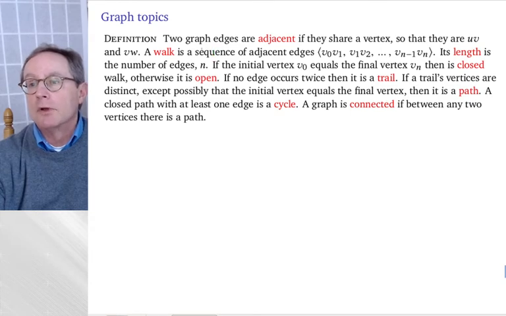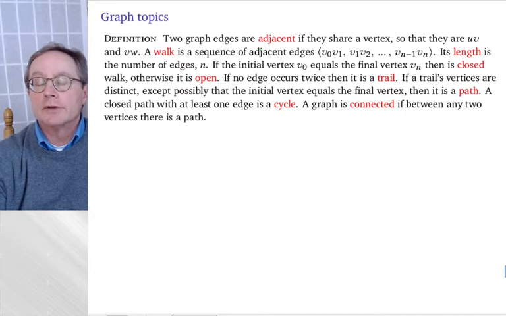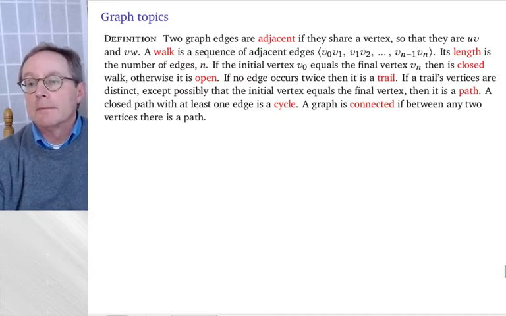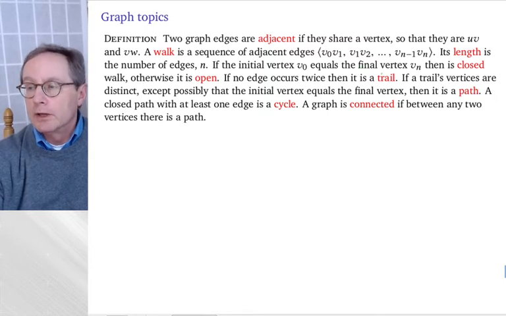Now I want to talk about some words about paths. Two graph edges are adjacent if they share a vertex. That is, two graph edges are adjacent if they look something like UV and VW. So, for example, here's UV and here's VW. Having a little trouble locating it. There we go, there's VW. So they share the V.